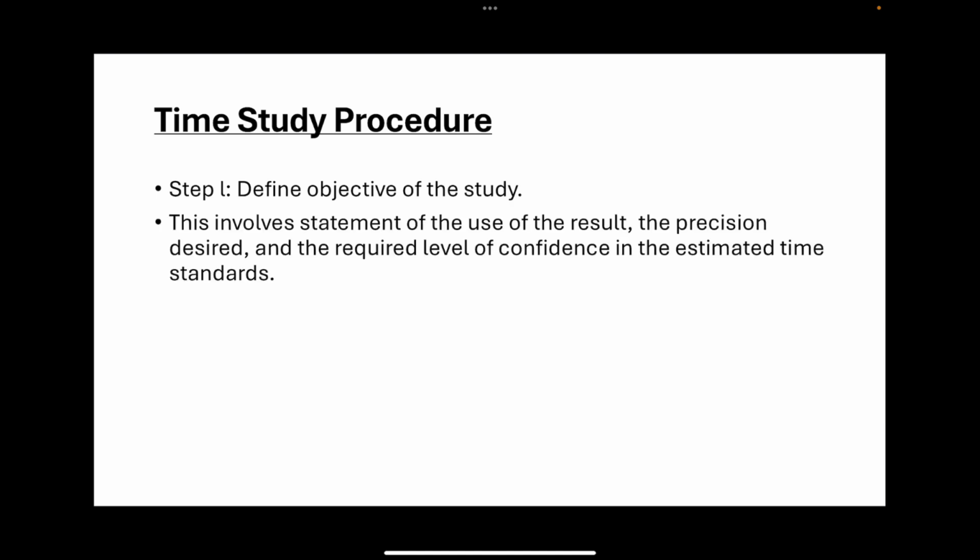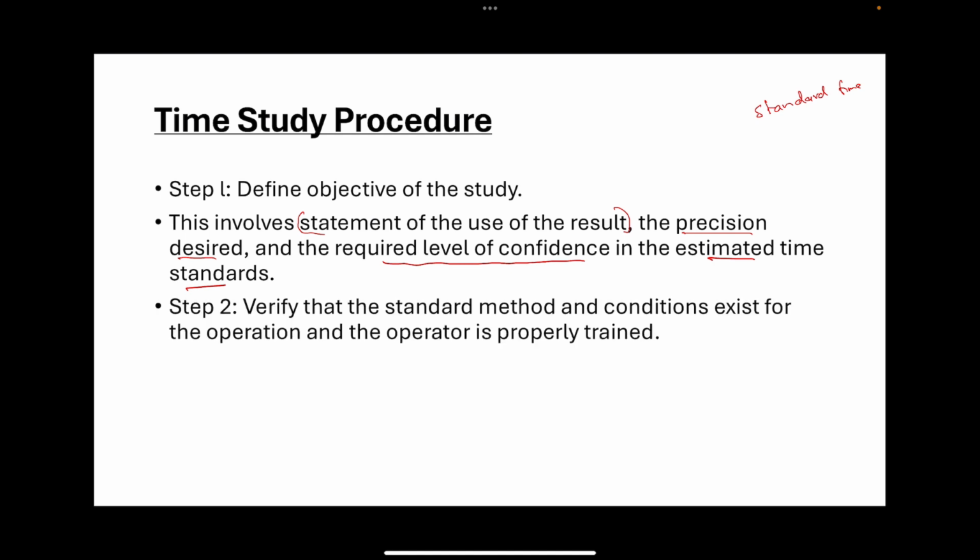Now let us see what the procedure for the time study is. The first step is to define the objective of the study. That is all about the statement of the use of the results. What is the use of the result? How much precision do you require for the standard time? What is the precision level and the required level of confidence in the estimated time standard? Actually, we are estimating a standard time. How much precision do you want for this, and at what level of confidence should you have in this estimated time standard? This should be defined properly.